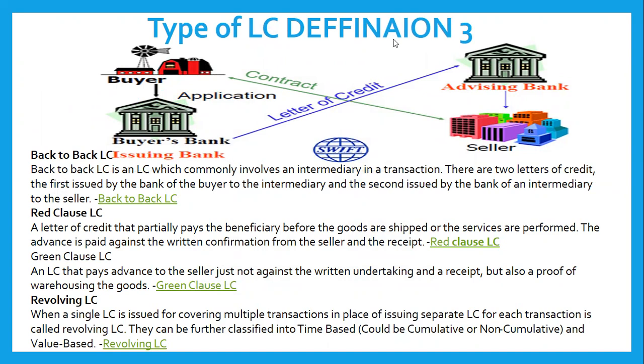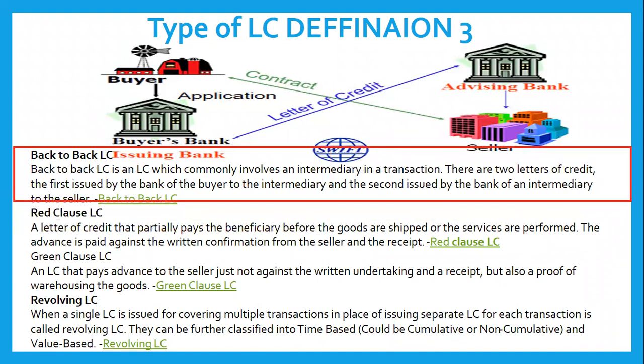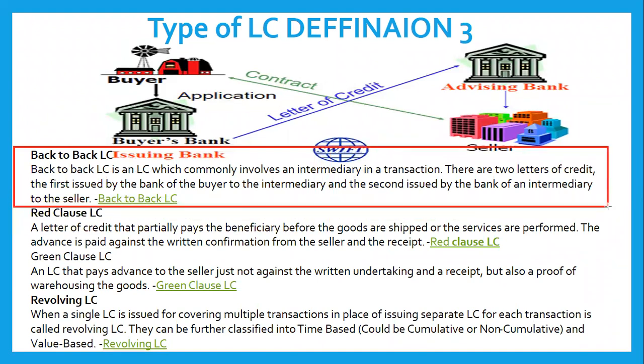So if you see on the screen, there is a definition mentioned of back to back LC. Back to back LC is an LC which commonly involves an intermediary in transactions. There are two letters of credit. The first is issued by the bank of the buyer to the intermediary, and the second is issued by the bank of the intermediary to the seller.